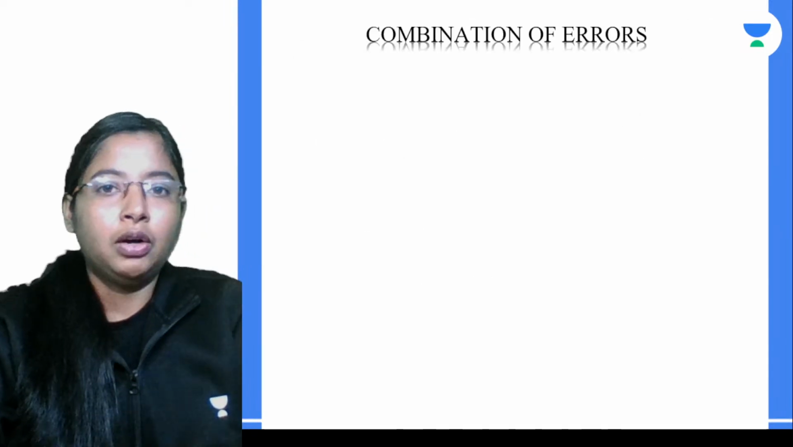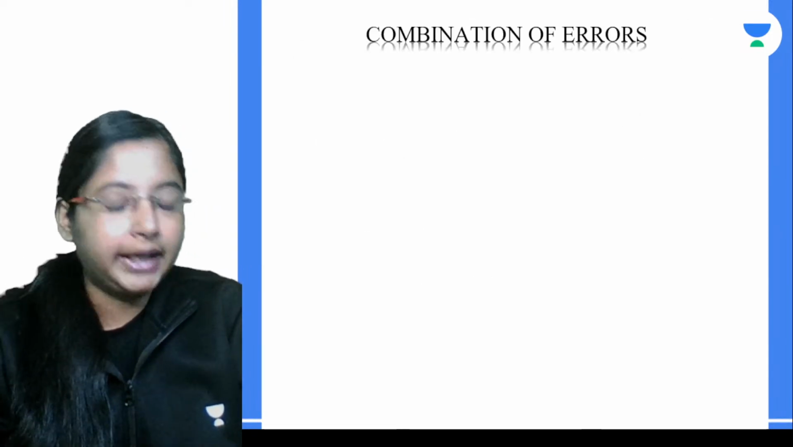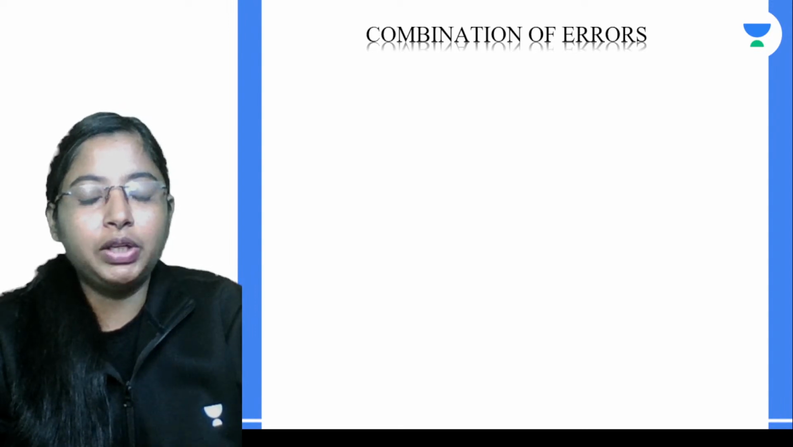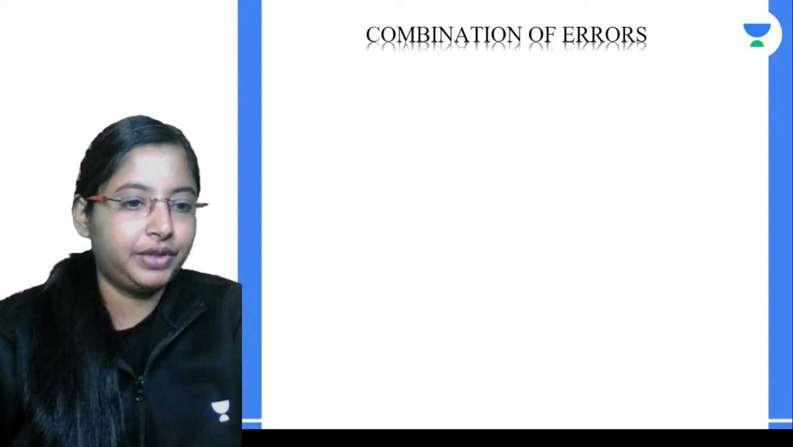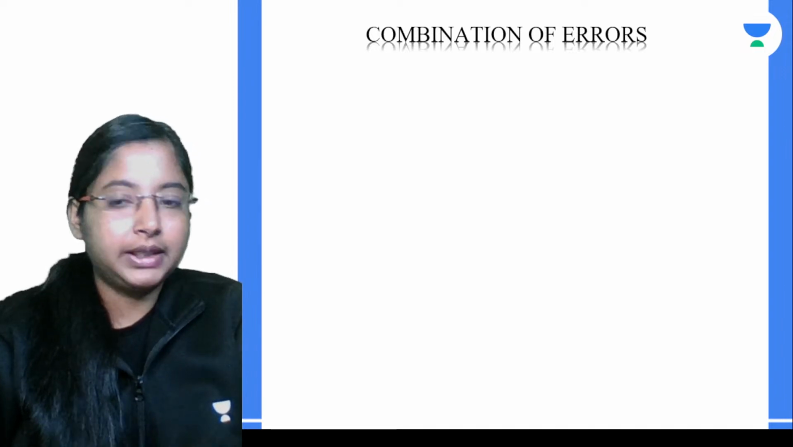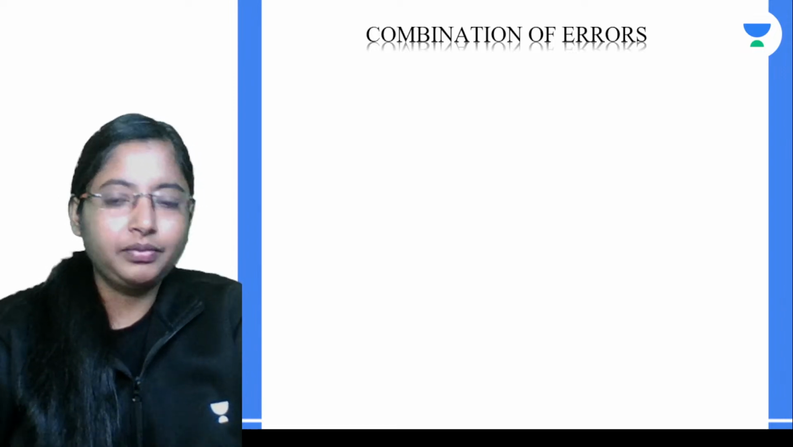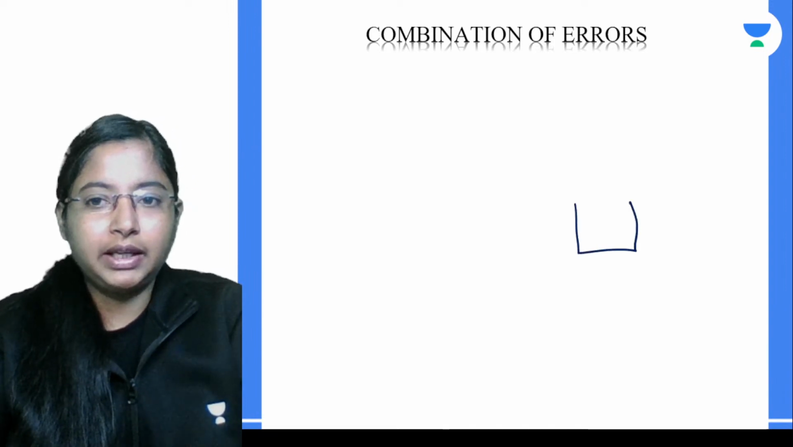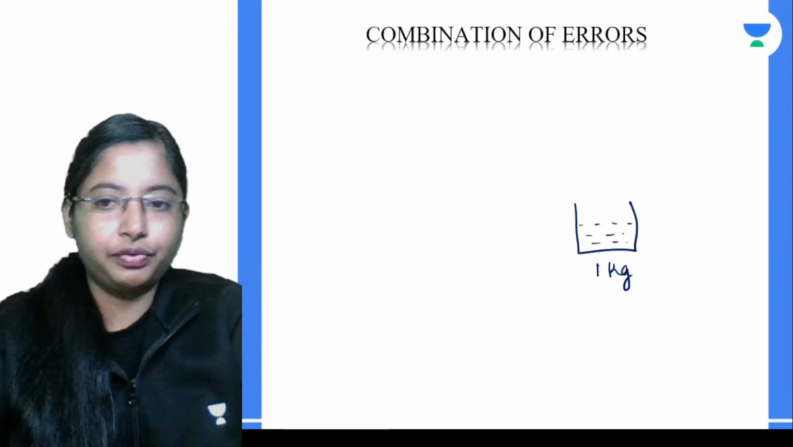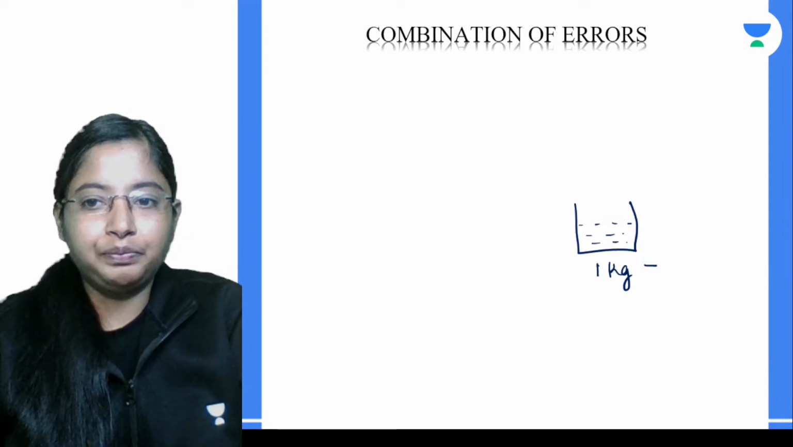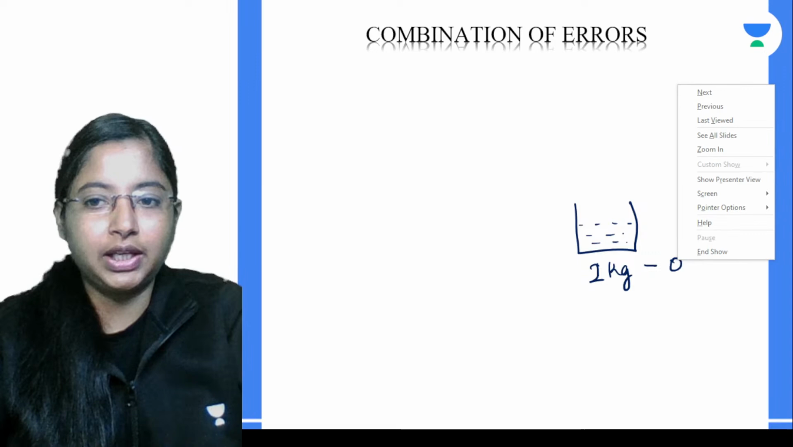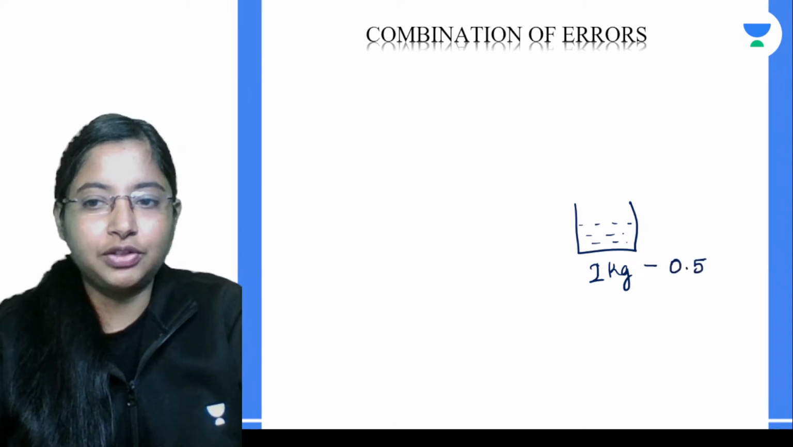Okay, now what will we do when we have to find combinations of errors, especially when there is a difference involved. For example, let's say we have a container, and in this container we have some quantity of rice. Let's say this is 2 kgs, and we are removing around 0.5 kgs from here.